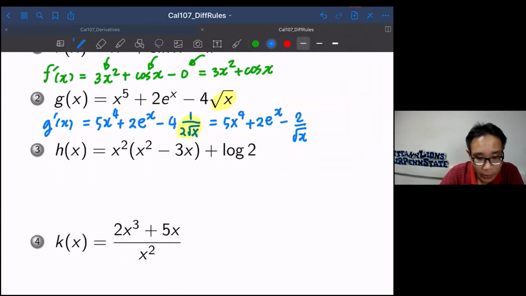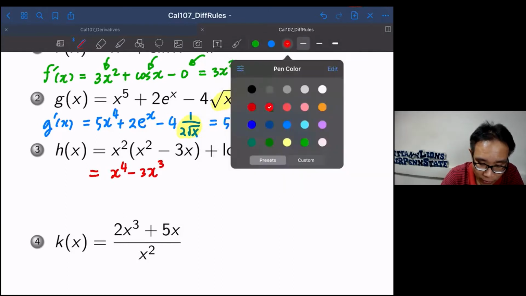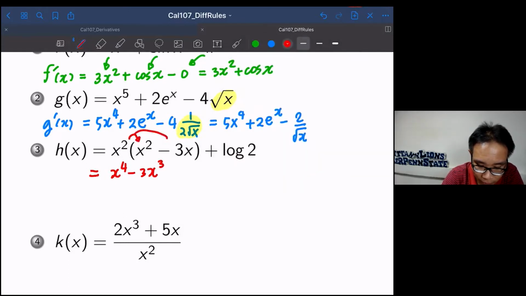The next one, you have h(x) equal to x squared times (x squared minus 3x) plus log 2. In this case, before we begin differentiating, you get x squared times x squared, so it's going to be x to the fourth minus 3x cubed. So you must multiply this guy into this product first, and you get x to the fourth minus 3x cubed, and you have plus log 2.